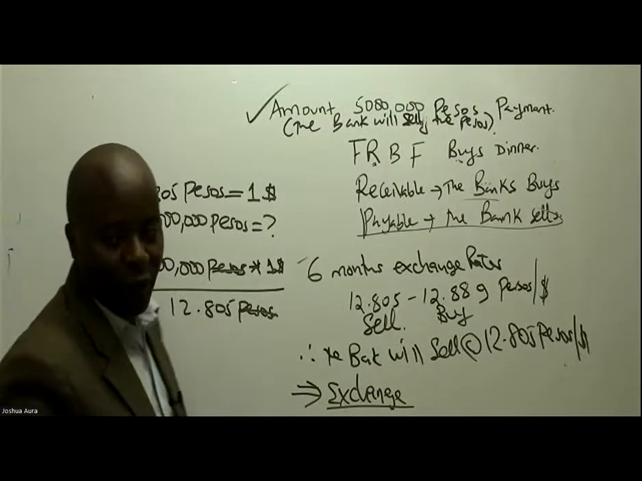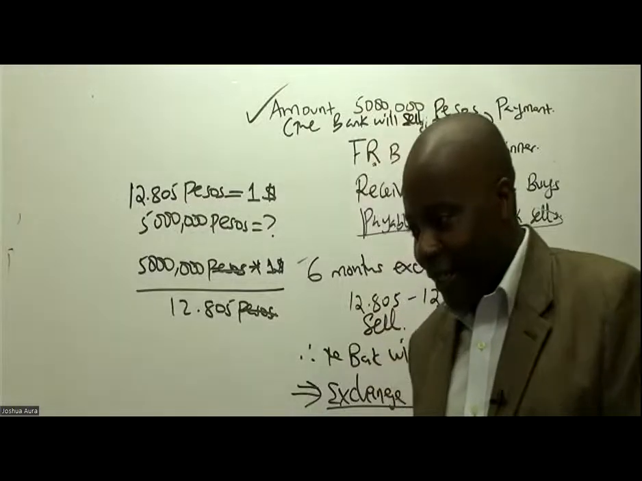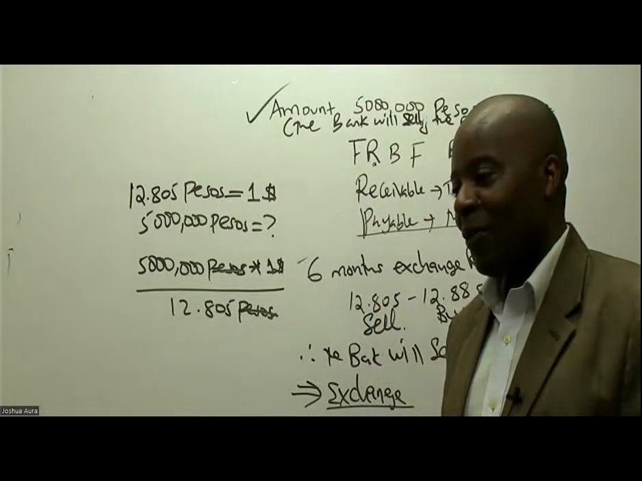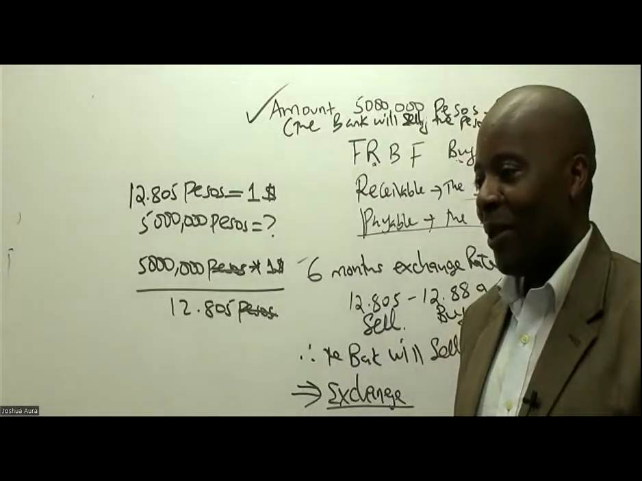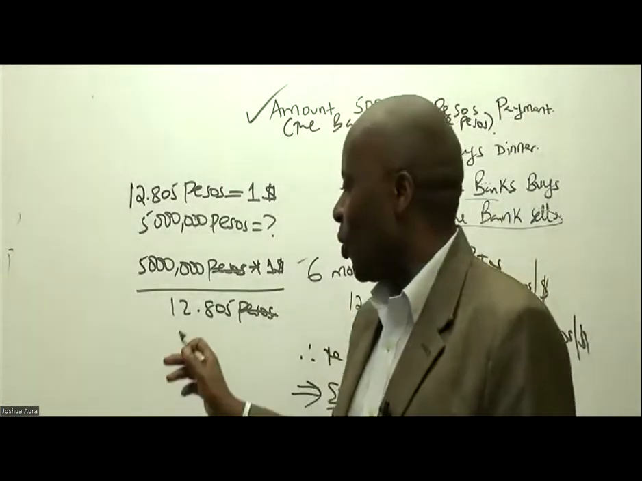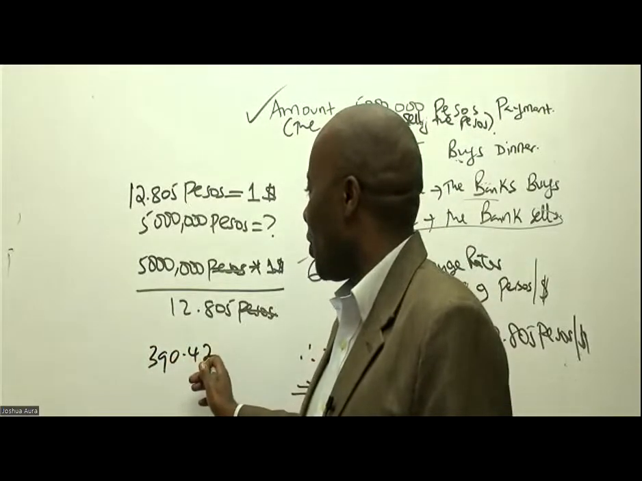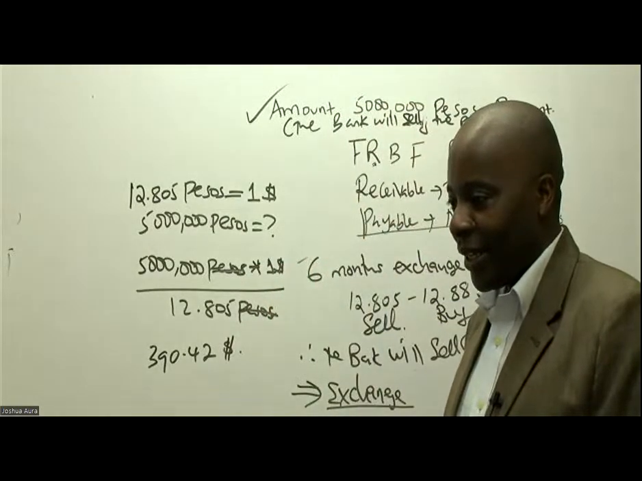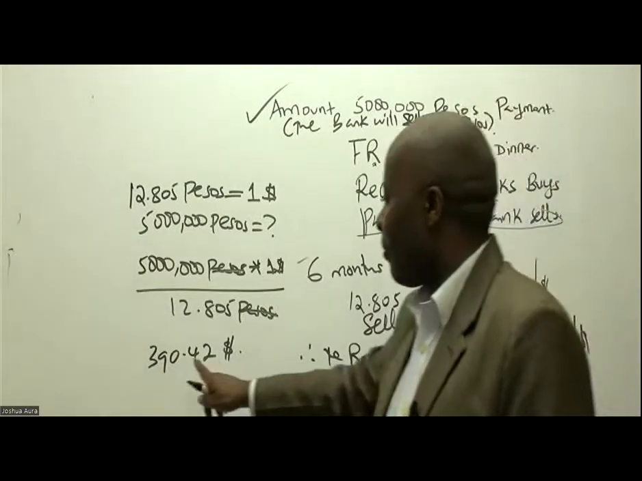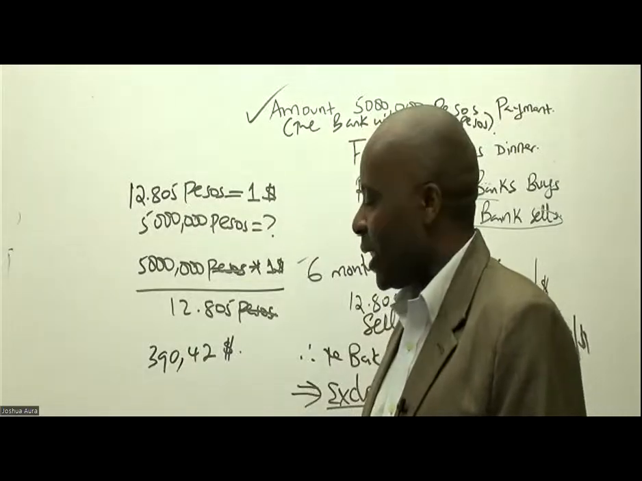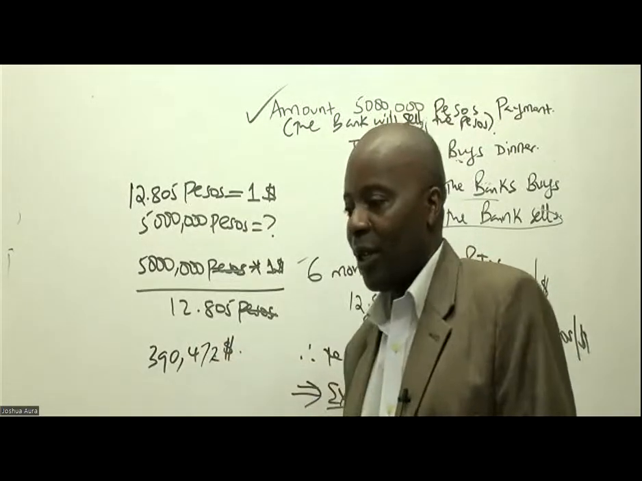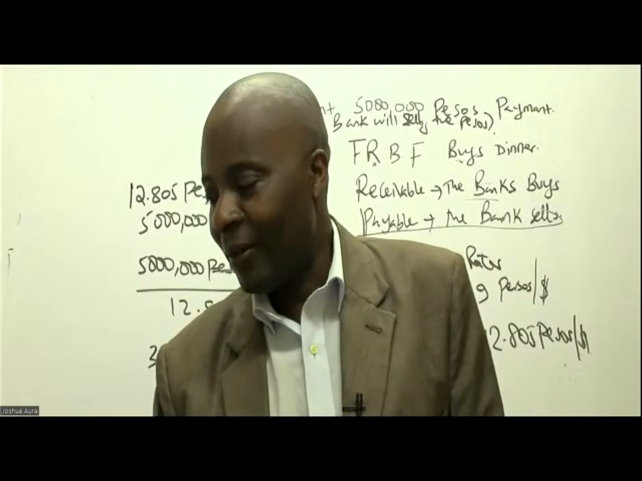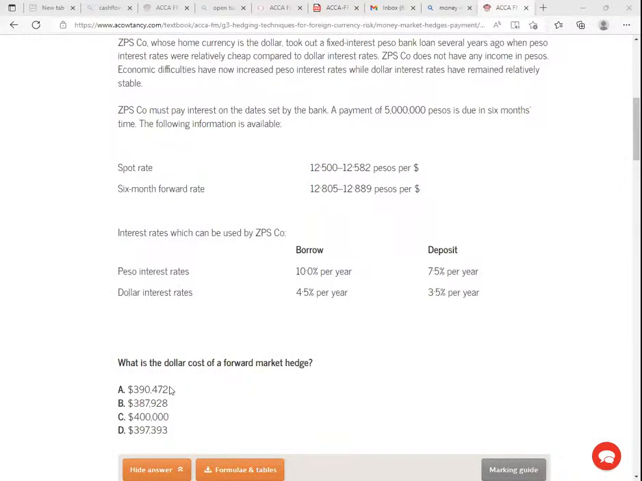So 5 million divided by 12.805 will give me how much? $390,472. Great. $390,472 is the correct answer.